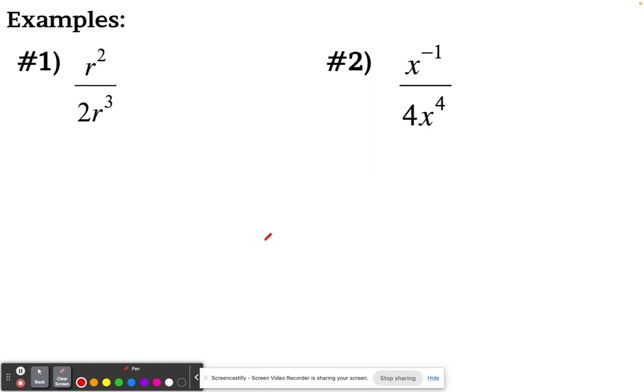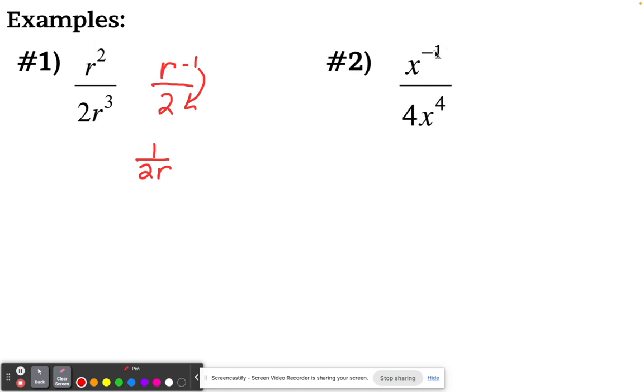Let's do some examples. Here, I'm dividing powers with the same base, so I can subtract them. So 2 minus 3 will give me r to the negative 1. I still have my 2 on bottom. But now this can go downstairs, and I'm going to be left with just a 1 on top, and 2r to the 1st power, which I just write as 2r, in the denominator.